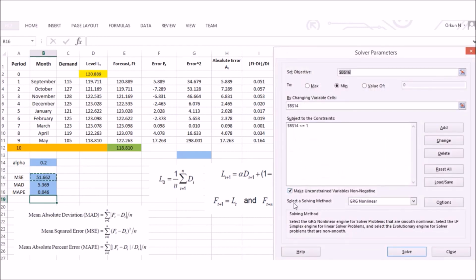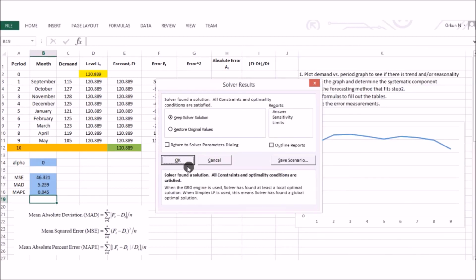And now I can go ahead and solve my model. Select the solving model. I have GRG nonlinear because my objective is nonlinear because of taking the square of error values. My objective is nonlinear. And now I'm using nonlinear solver and get the solution. Okay, solver found the solution. All constraints and optimality conditions are satisfied.